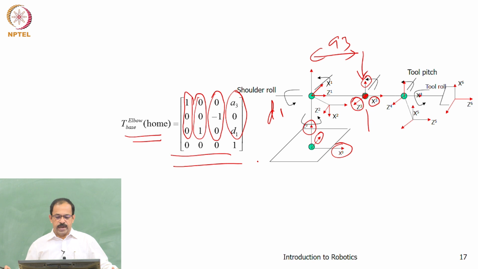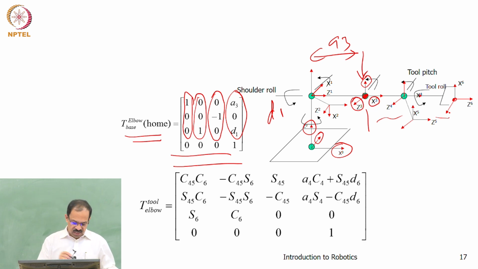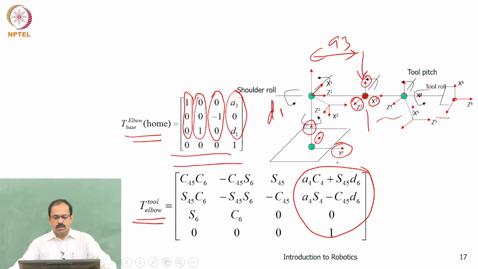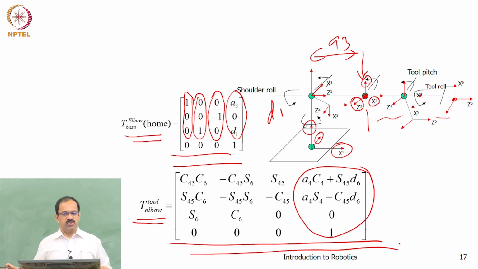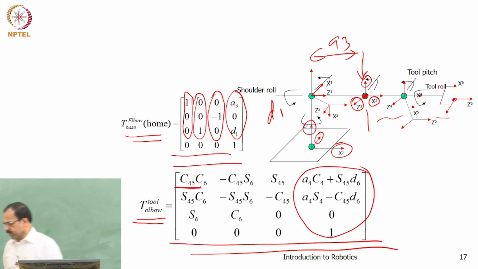Okay. All right. So now we can do the next 3, that is the tool to elbow. You can find this transformation again using the same, I mean similar, 3 transformation matrices. So you find the individual transformation matrices and then multiply the 3 individual transformation matrices, then you get the tool to elbow transformation as this. So, as I mentioned, C4,5 represents cos of theta 4 plus theta 5.